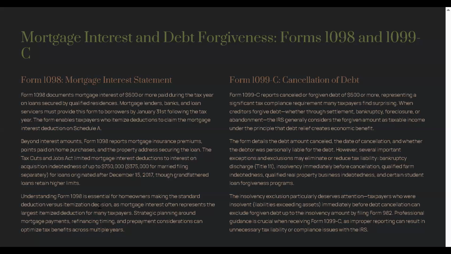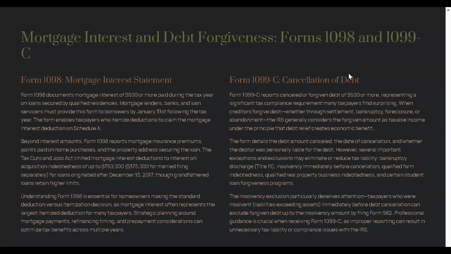So understanding Form 1098 is essential for homeowners making the standard deduction versus itemized decision, as the mortgage interest often represents the largest itemized deduction for many taxpayers. Strategic tax planning around the mortgage payments, refinancing timing, and prepayment considerations can optimize tax benefit across multiple years. So make sure as a tax preparer, if you know somebody owns, you want to ask them about this information.